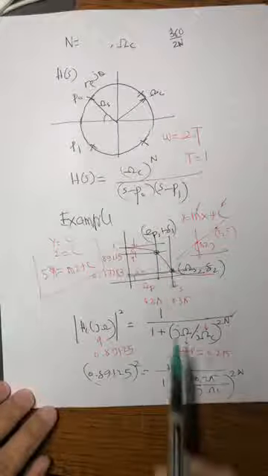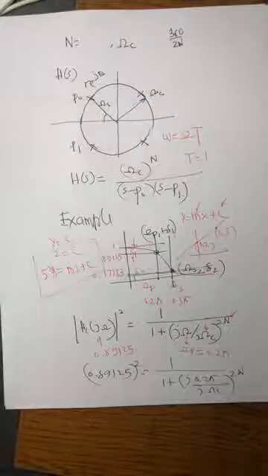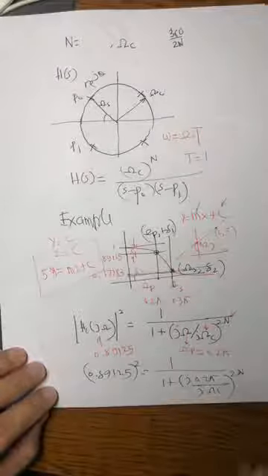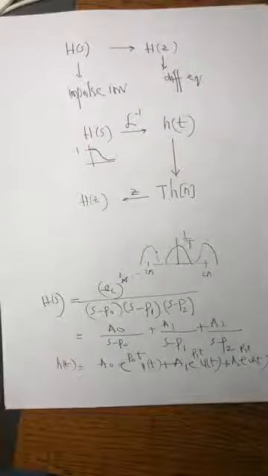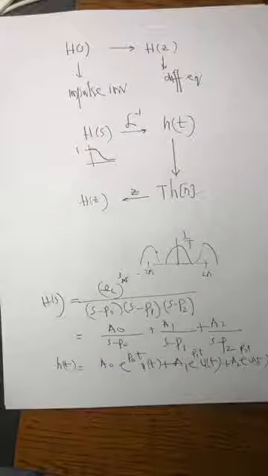So this is one equation. Similarly, there's another equation. You solve them, and you get the value of n and omega c. Once you have n and omega c, you are done with the solution. And then you basically combine those, and you have an H of s.